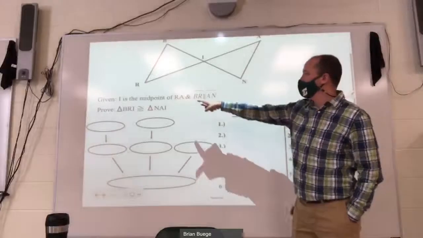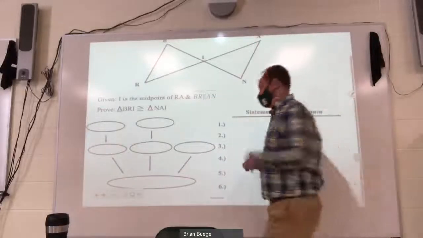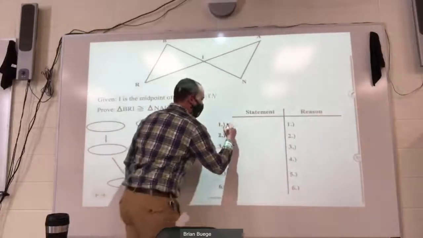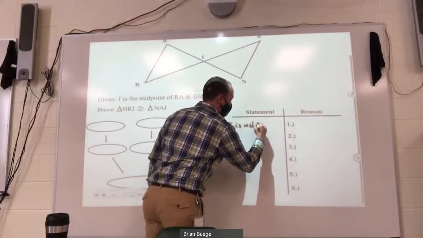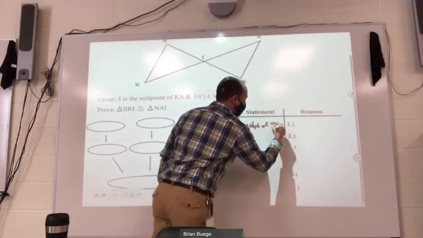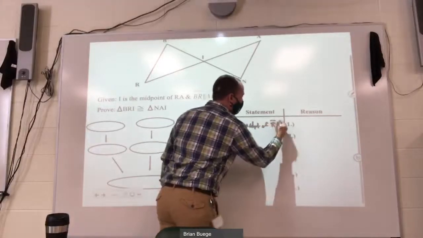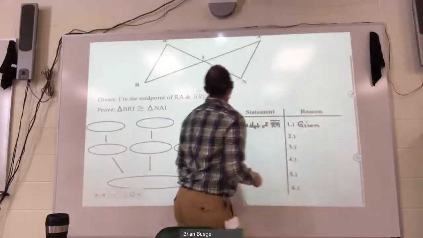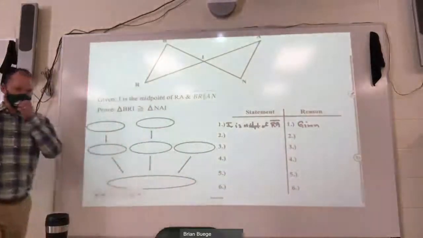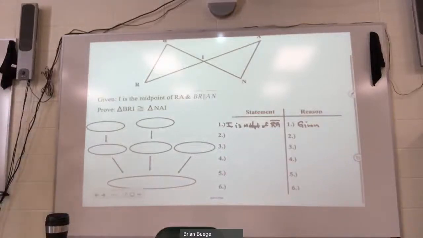So they tell me that I is the midpoint of RA. Let's start there. I, and I'm going to abbreviate, is the midpoint of segment RA. How do I know it's the midpoint? Because it says so. Given. So there's step number 1. I just took the first thing that they told me. Or if it was in the picture, then you would just take the first thing out of the picture and list it.